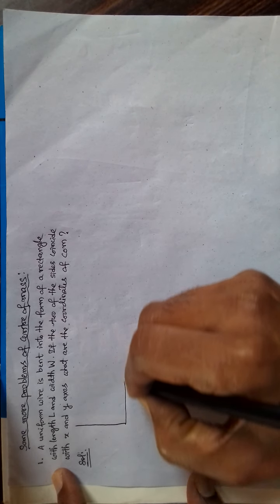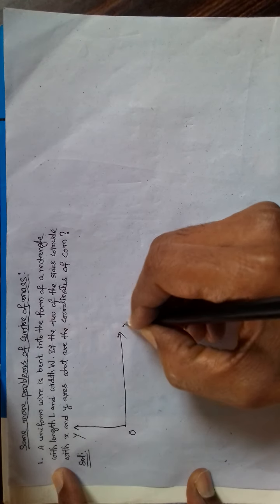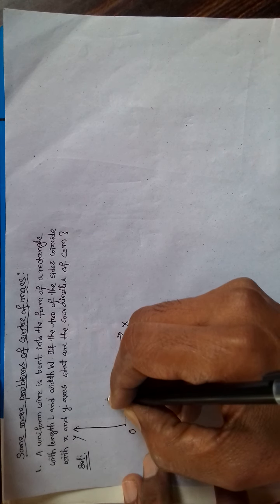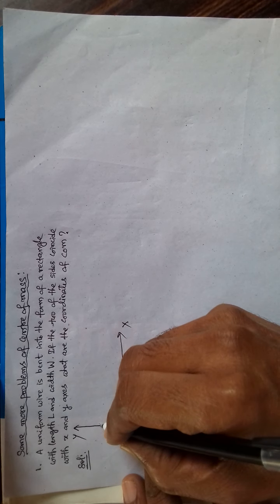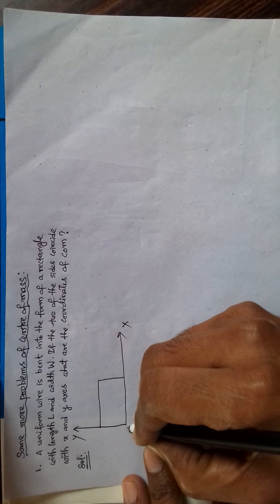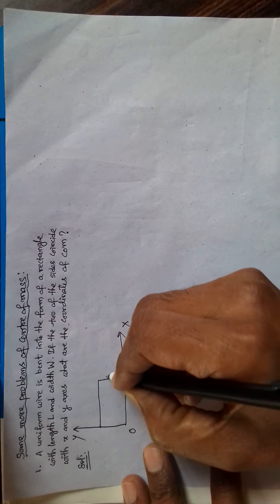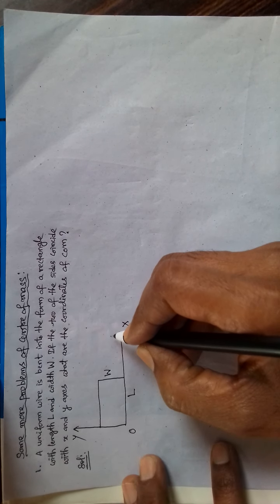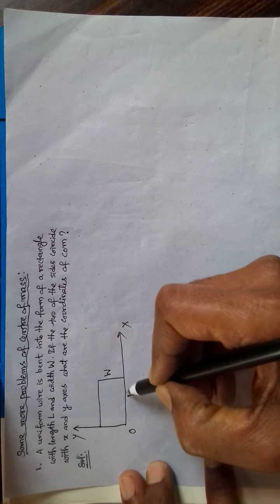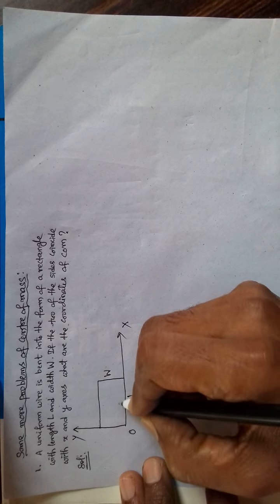Suppose this is the x and y axis. A uniform wire is bent in the form of a rectangle, like this it is bent. Its length is L, its width is W. If two of the sides coincide with the x and y axis, what are the coordinates of the center of mass?